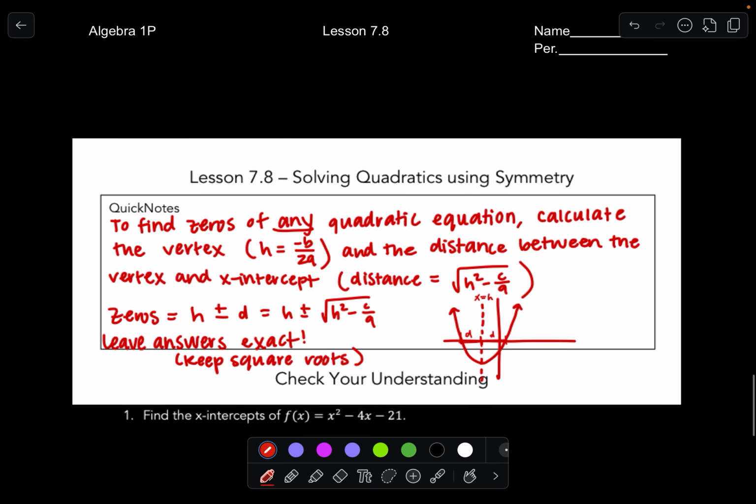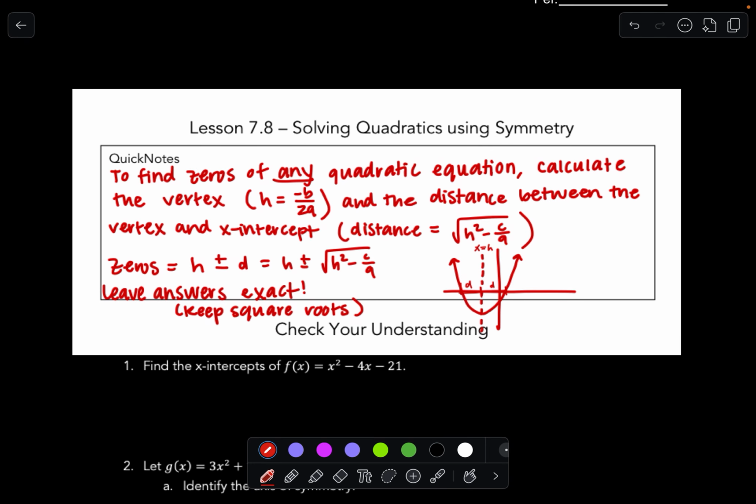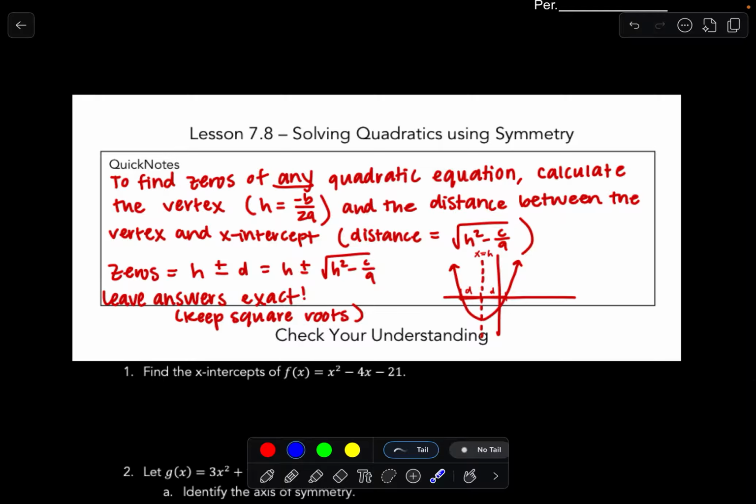Here are our quick notes. To find zeros of any, notice they underline that, any quadratic equation, calculate the vertex, which is H equals the opposite of B over 2A, and the distance between the vertex and x-intercept, which is given as the square root of H squared minus C over A. The zeros will be H plus or minus D. And they want you to leave your answers as exact. They want you to keep the square roots.